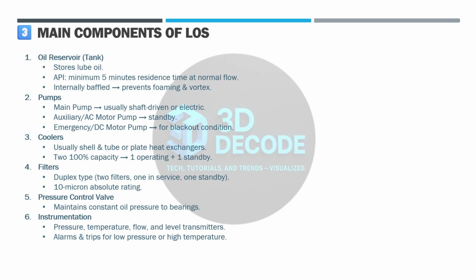Coolers, shell and tube or plate type. Always provided as two 100% capacity units, one operating, one standby. Filters, duplex filters, meaning 2 units so one can remain in service while the other is cleaned. Typically 10 micron absolute rating. Pressure control valve, keeps constant oil pressure at the bearings. Instrumentation, pressure, temperature, flow, and level transmitters, plus alarms and trips for low pressure or high temperature.